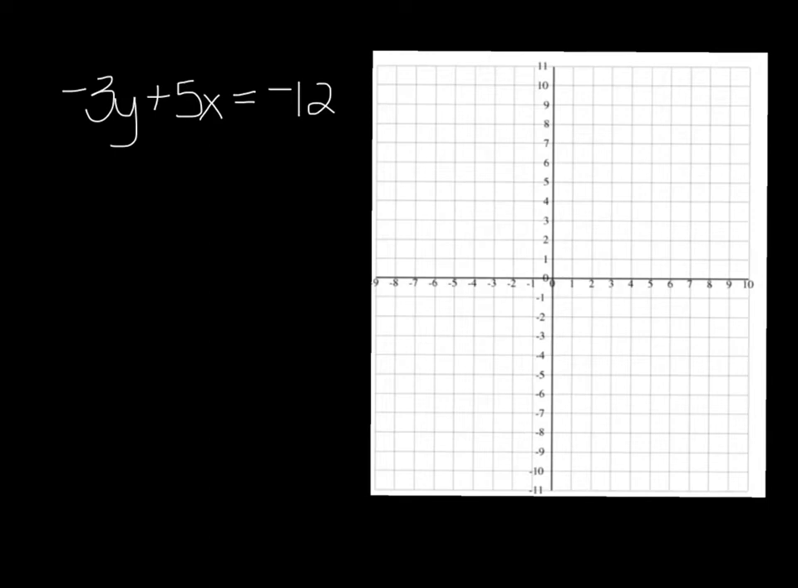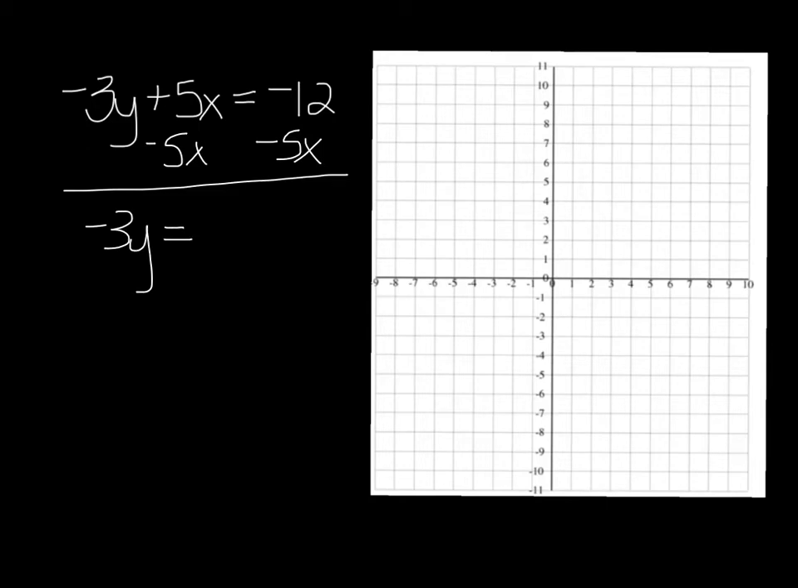Once again, we want to get it into slope-intercept form first. So we have plus 5x. So we want to move that 5x to the other side first. So same thing as when we solve an equation, we're going to subtract 5x to move it. Okay, so that gives you negative 3y is equal to, because those will cancel out, negative 5x minus 12.